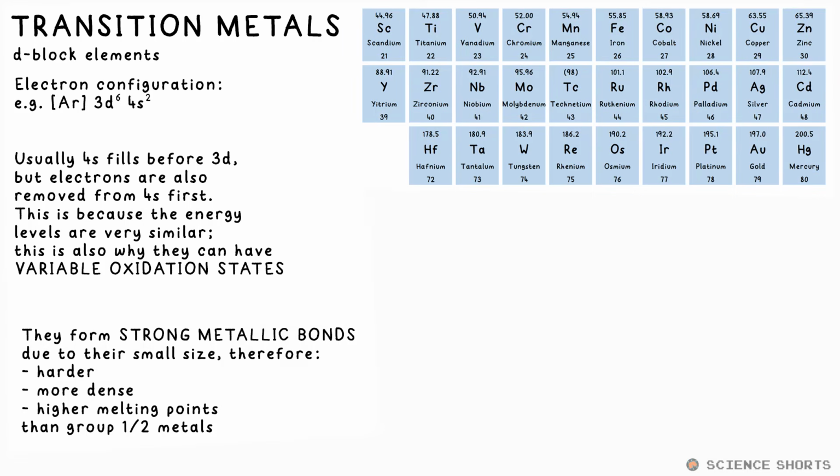They form strong metallic bonds due to their small size. As such, they're harder and more dense than group 1 and group 2 metals, and they also have higher melting points. They can have variable oxidation states. They can form different ions.